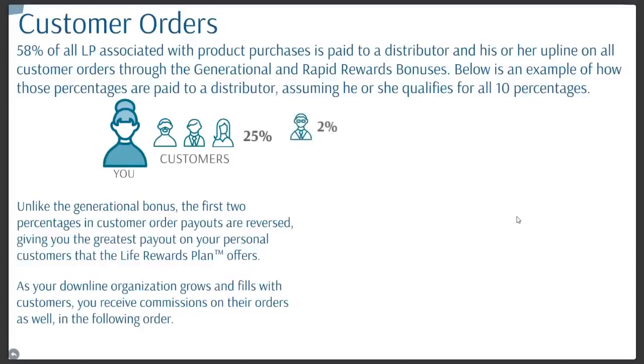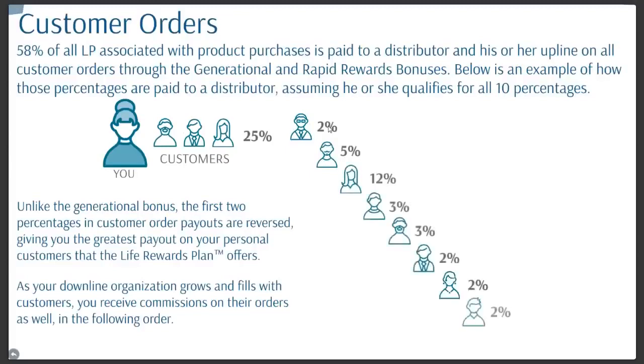So if you have a distributor that's on your first level, for example, and they have customers that are doing orders, they're going to get 25% of their customers and you're going to get 2% of their customer orders, right? And so on and so forth. So in all these examples, we're going to assume that somebody is a Gold International Diamond or above, and they qualify for all 10 percentages, just to show you that, hey, we are actually paying all 58% on every single LP. So for example's sake, we'll say this person down here that is a distributor on your third level that has customers, you're going to get 12% of the orders done by their customers, for example.